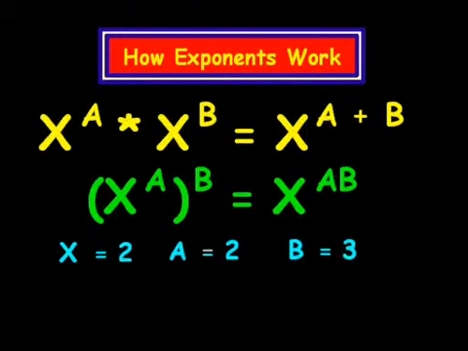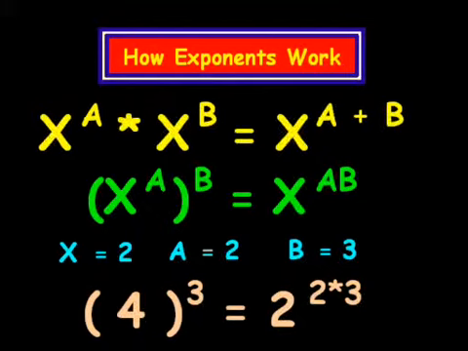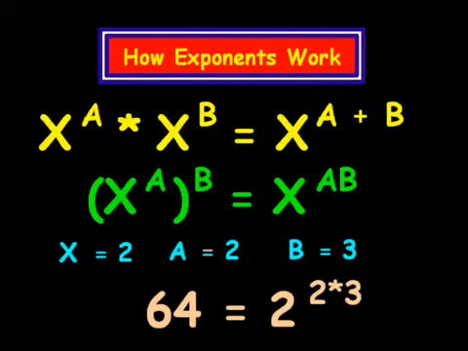Okay, we'll plug in 2 for x, and we'll plug in 2 for a, so we have 2 squared. Now we're going to plug in 3 for b. On the right side of the equation, we plug in 2 for x, 2 for a, and 3 for b. Let's work out the left side of the equation first. 2 squared is 4, and 4 to the third is 4 times 4 is 16, and then times 4 again. Well, 16 times 4 is 64, so you have 64 on the left side.